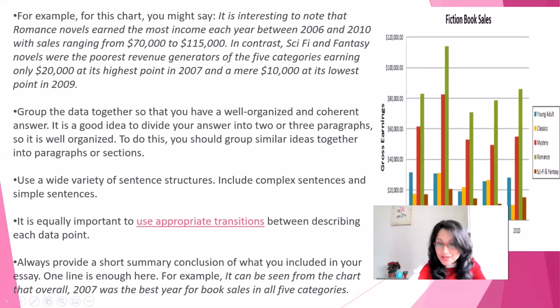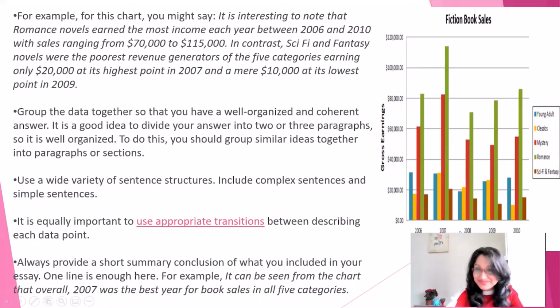Yeah, that's fine. Okay, all right, so we are showing this chart here, so you might say: it is interesting to note that romance novels earned the most income each year between 2006 and 2010, with sales ranging from £70,000 to £150,000. Okay, so this is what a bar chart is.